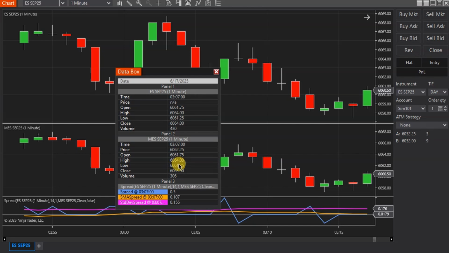If you're looking to deepen your analysis of market relationships and enhance your strategy's effectiveness, the spread indicator is a reliable addition to your trading toolkit.